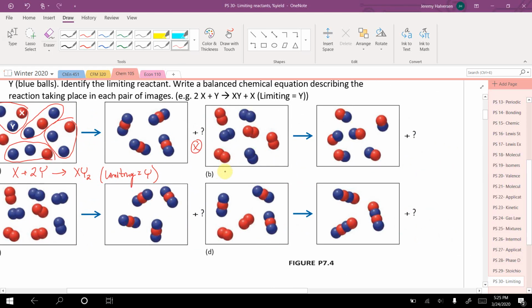So here we have X2s and we have Y2s, and we're going to make XYs, and to balance that, we need a 2 there. Here there's one molecule, there's another molecule, we've got another, and we have this red, which is X. We have X left over. Because X is left over, our limiting was Y2. That was the limiting molecule, because we have X2 left over.